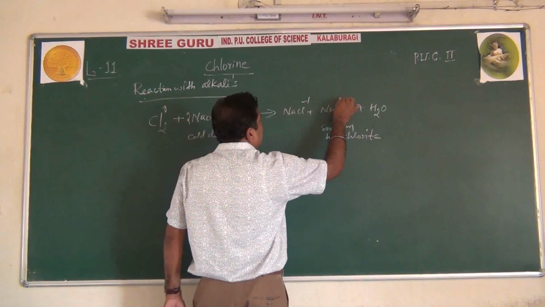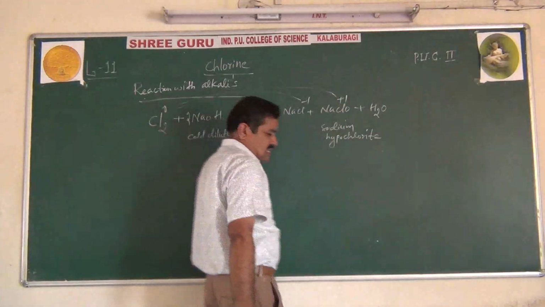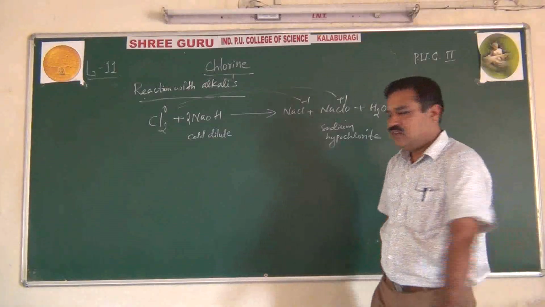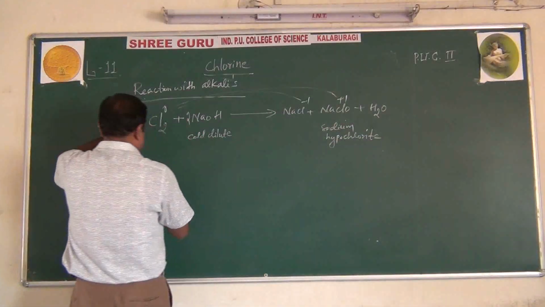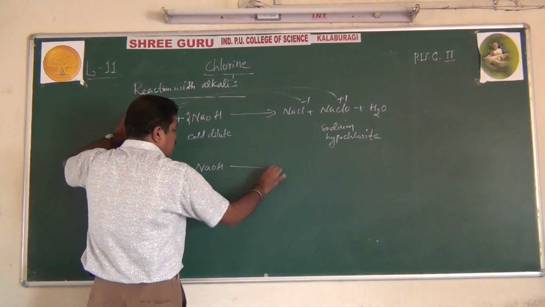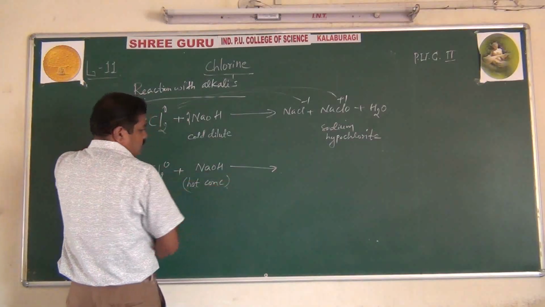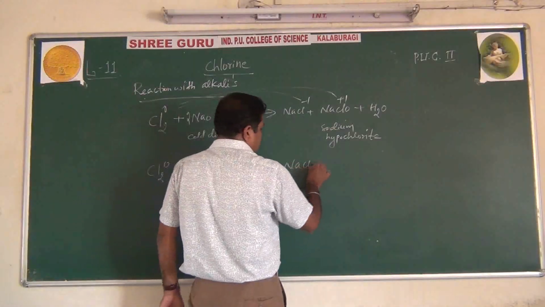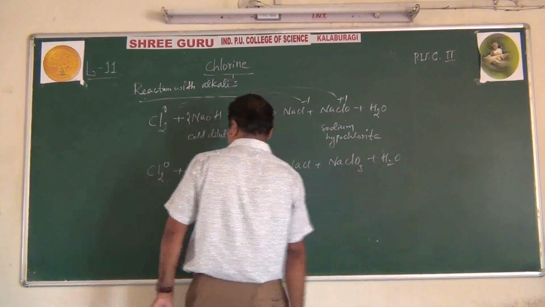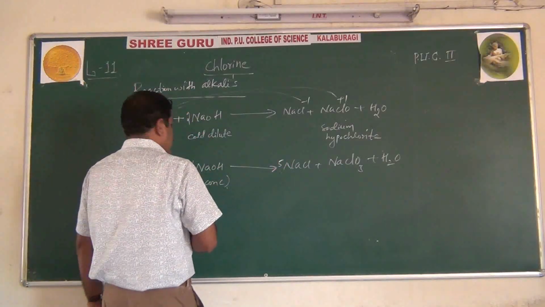Okay, -1 here, +1 here, 0. The same element chlorine undergoes oxidation and reduction. It's a disproportionation reaction. Now the same chlorine, when it reacts with the strong base sodium hydroxide, hot and concentrated, forms sodium chloride, sodium chlorate and water. 6 NaOH, 5 NaCl, NaClO3 and H2O.